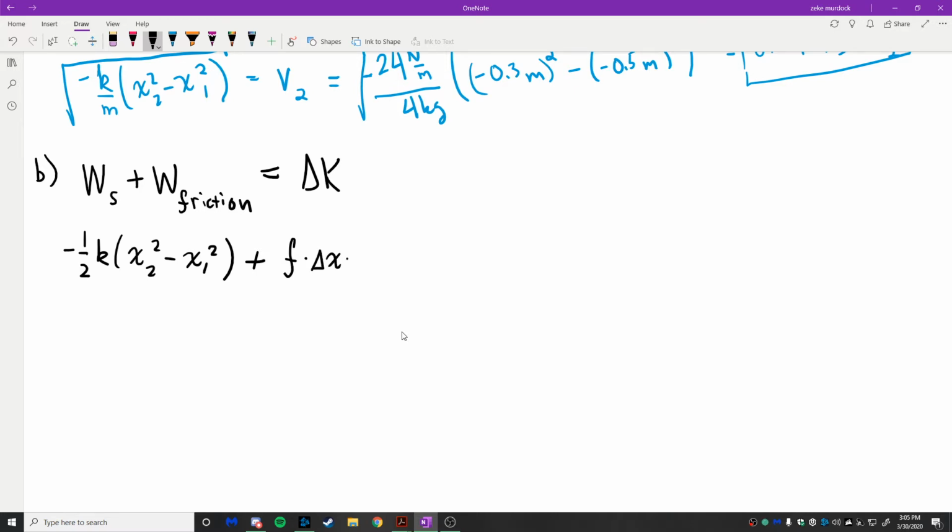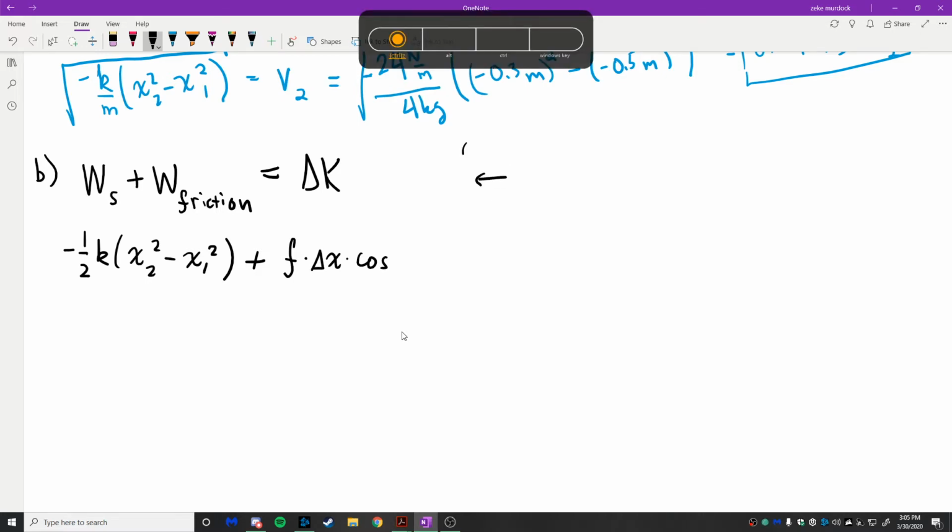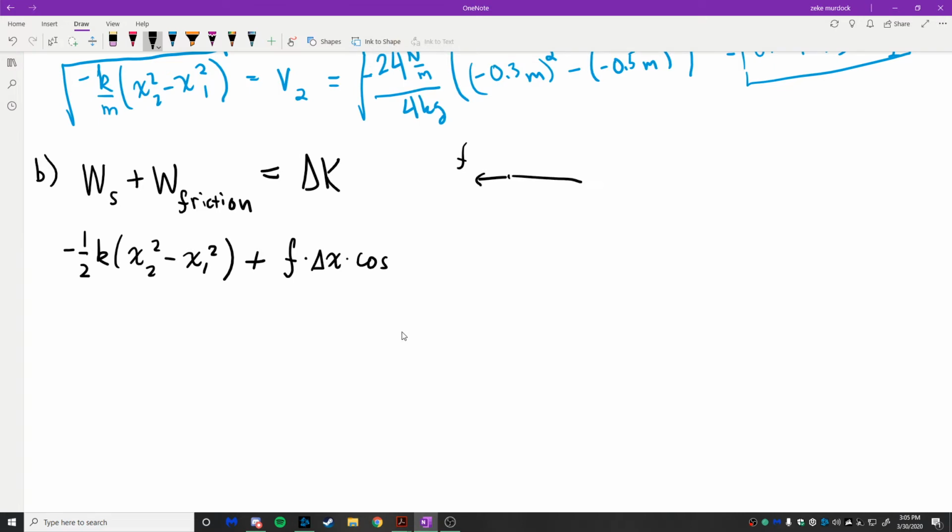And then we also have to multiply by the fact that the friction force points opposite to the displacement, right? The friction force is this way, but the displacement is that way. So the angle between the two of them here is 180 degrees, so we have to multiply by the cosine of 180 degrees. And all of this is equal to delta k, which is basically just 1/2 m times v2 squared minus, and then v1 was 0.